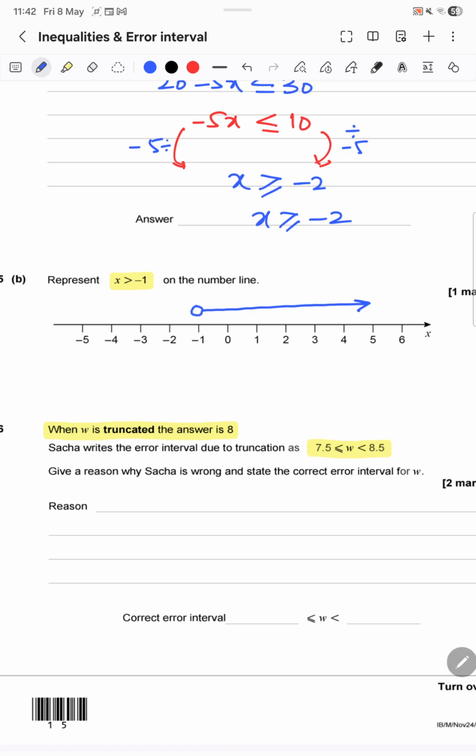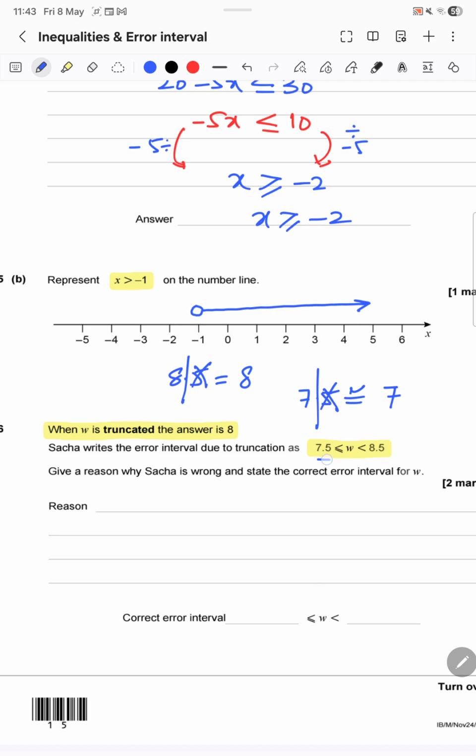Let's consider Sacha's answer of 7.5. If you truncate this, you just ignore whatever comes after the decimal point and you get the whole number. So it will truncate to 7. On the upper side, if it is 8.5 and you truncate it, you ignore whatever is after the decimal point, so it will be 8.